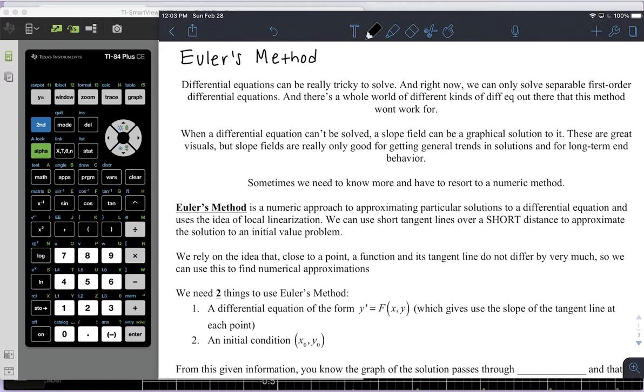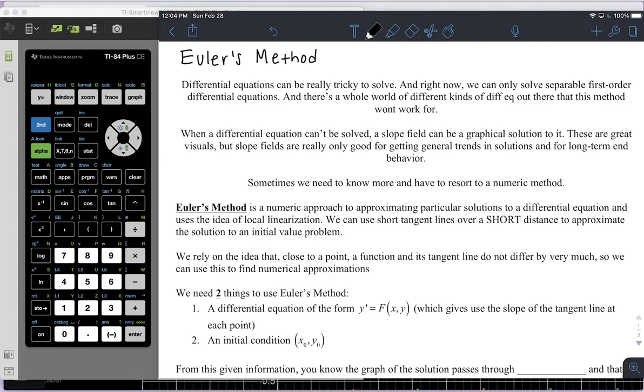Euler's method, however you want to say it, is a numeric approach to approximating particular solutions to a differential equation, and it uses the idea of local linearization. That's the idea that we can write a tangent line for a small interval of time and use that tangent line to approximate the next y coordinate that we want to know. The emphasis here is that we can use short tangent lines over short distances to approximate solutions given some sort of initial value, right?